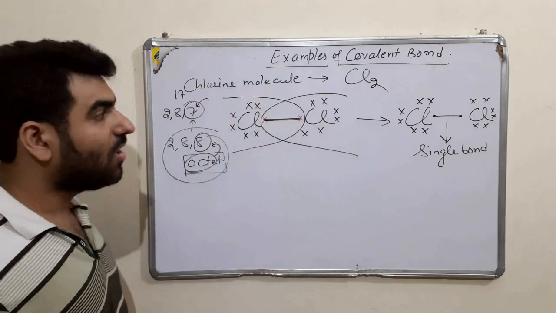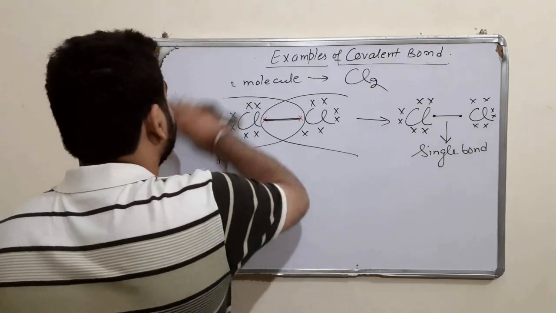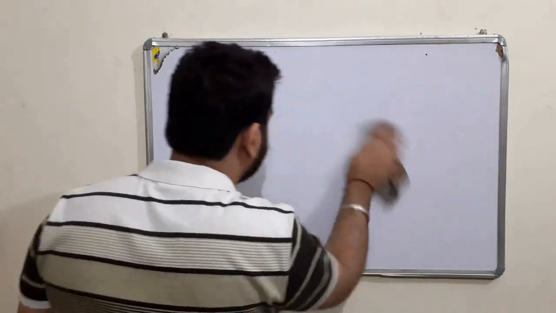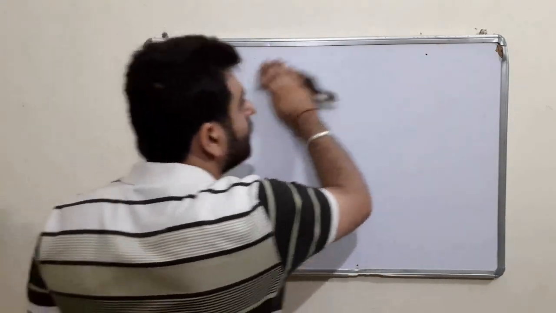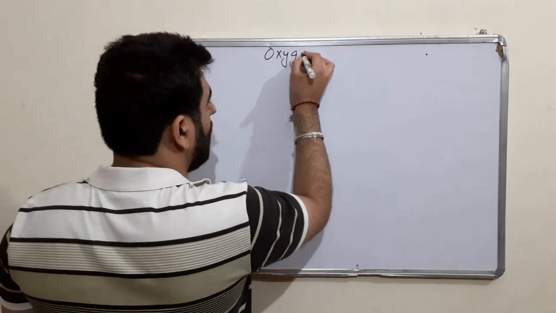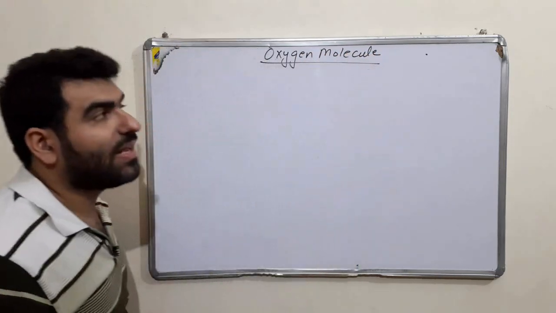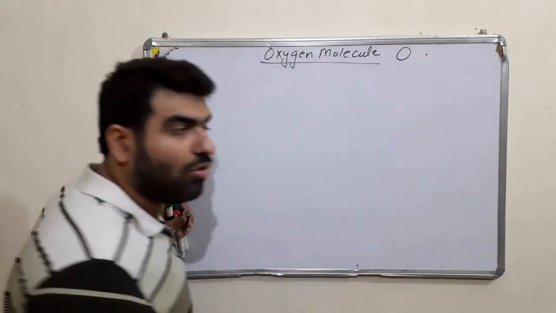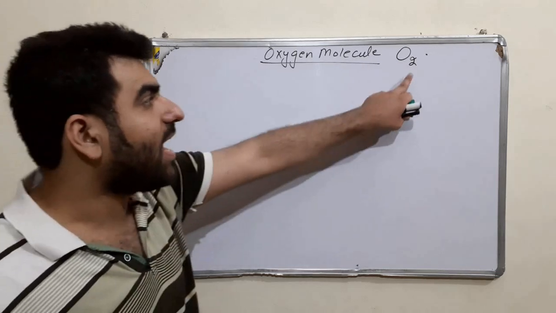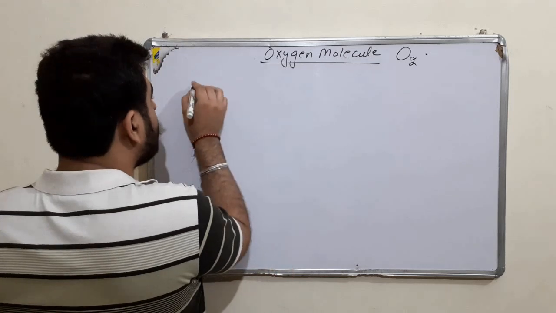Chlorine molecule Cl2. Alright. Okay, now let us start with the next molecule. Here we have discussed the single bond. Oxygen molecule. Again, oxygen can never be written as O. This is highly unstable. We'll have to make it in a molecular form, that is the diatomic molecule of oxygen, as O2. Alright.